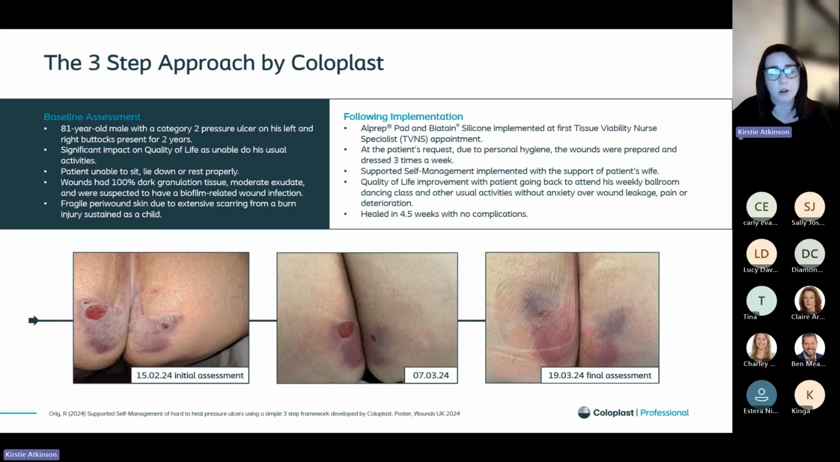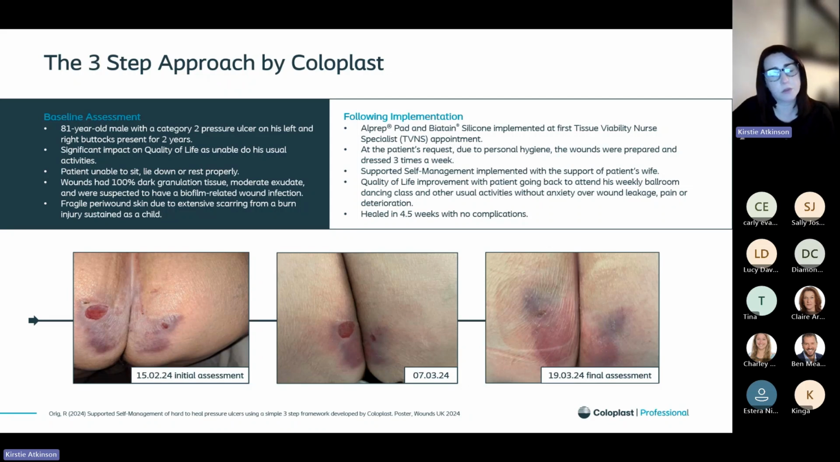So if this man's had this for 2 years in a constant cycle, the wounds had 100% dark granulation tissue. There was moderate volumes of exudate coming from the wound, and it was suspected that because of the duration of the wound being over 2 years, there was a biofilm related wound infection there as well. As you can see on the first photo, the peri-wound skin looks really fragile, and there was also extensive burn scar tissue from a burn that he'd sustained as a child. That has the risk of breaking down again, because scar tissue is only about 80% as strong as the tissue was originally. So this wound had a risk of breaking down further.